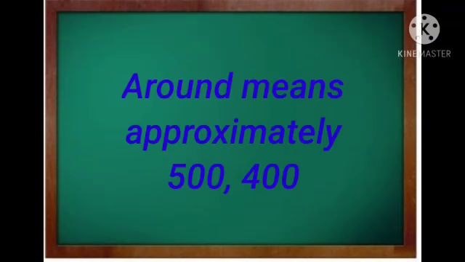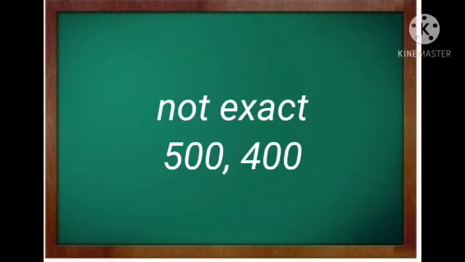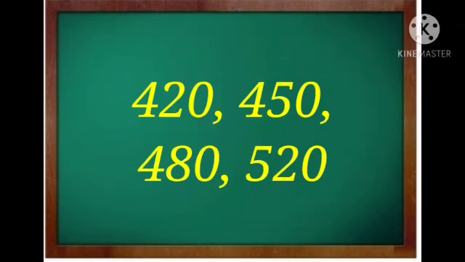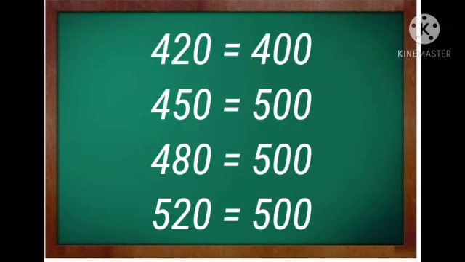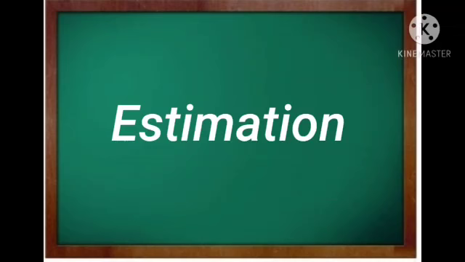Then what do we mean by around? Around means approximately. 500 or 400 is not the exact 500 or 400. The actual number may come as 420, 450, 480, 520. In this situation, you round off these numbers to 400 or 500. You got it? Even if 450 or 480 comes, you just round off to 500. That is the concept behind estimation. So estimation means when you can't get the exact value, you get only the approximate value.